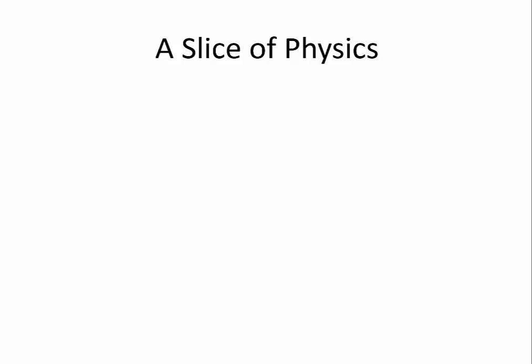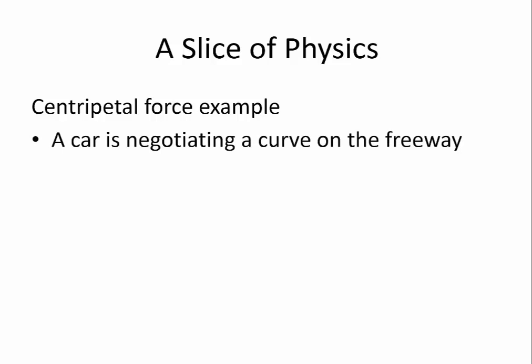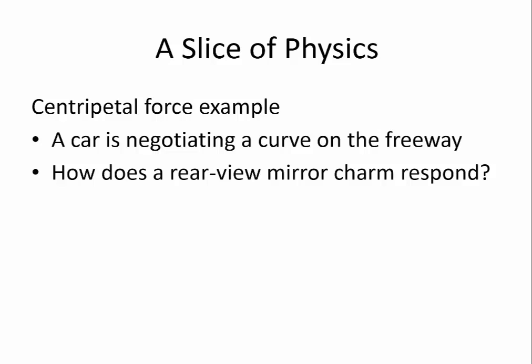We're going to continue our discussion on circular motion by looking at an example that involves centripetal force. The specific example we're going to take is a car that's negotiating a curve on a freeway, and we want to see how a charm that's hanging from the rear view mirror responds to this motion.